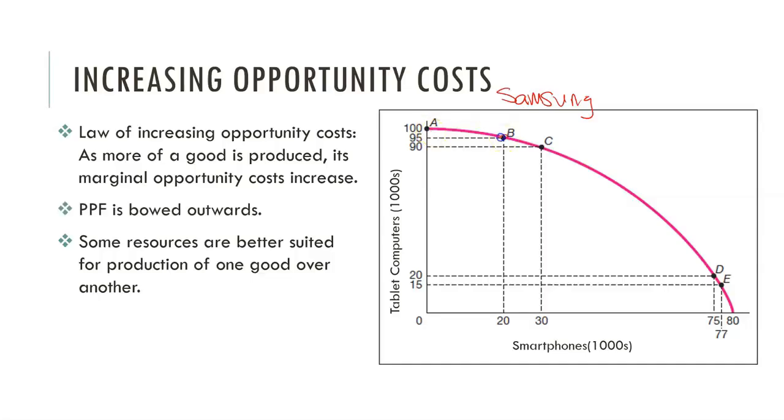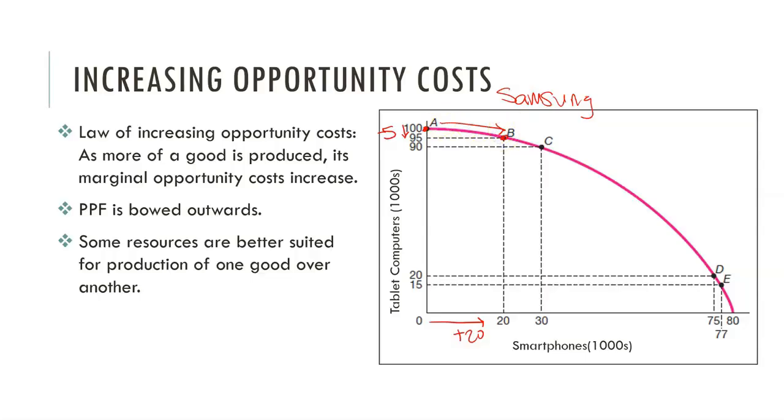Okay, so let's start at point A. We're producing at point A, we have 100 tablets and no smartphones. But we realize as a company that there's this increasing demand for smartphones. It would not be a good idea to only produce tablets. So we say, all right, let's switch some of our production over to smartphones. If they decrease by 5 tablets, they can increase their smartphone production by 20. And that gets us to point B.